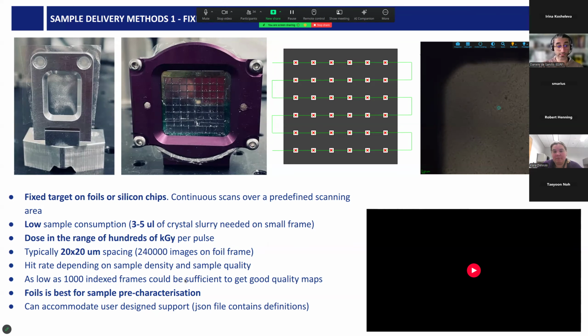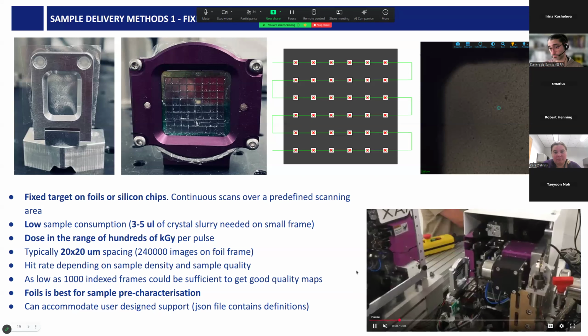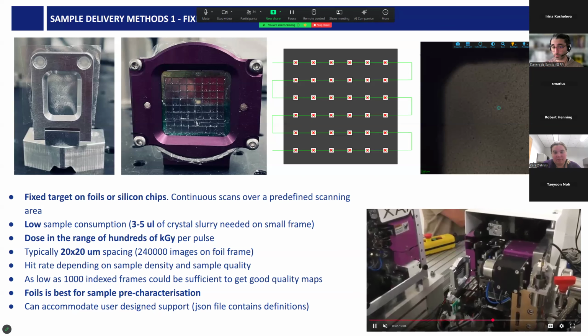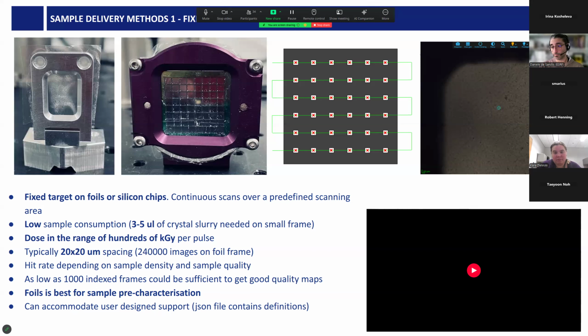And as I said, we can also accommodate user-designed supports. All the possible geometries that you see are just defined in a JSON file. This is a video on a broken chip, but you see the acquisition being performed on a single city block, in this case of a silicon chip. And this is how the crystal slurry looks when we mount it on the foils.